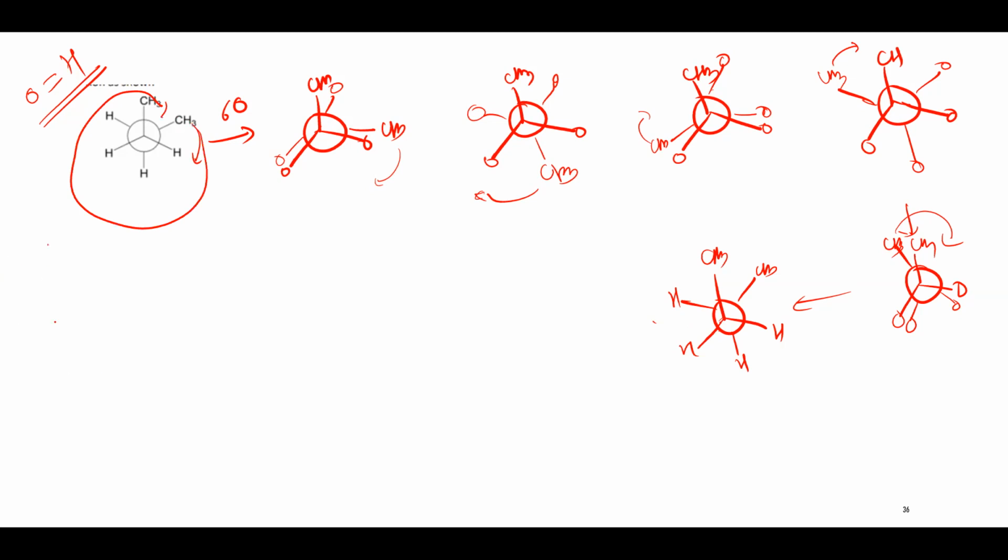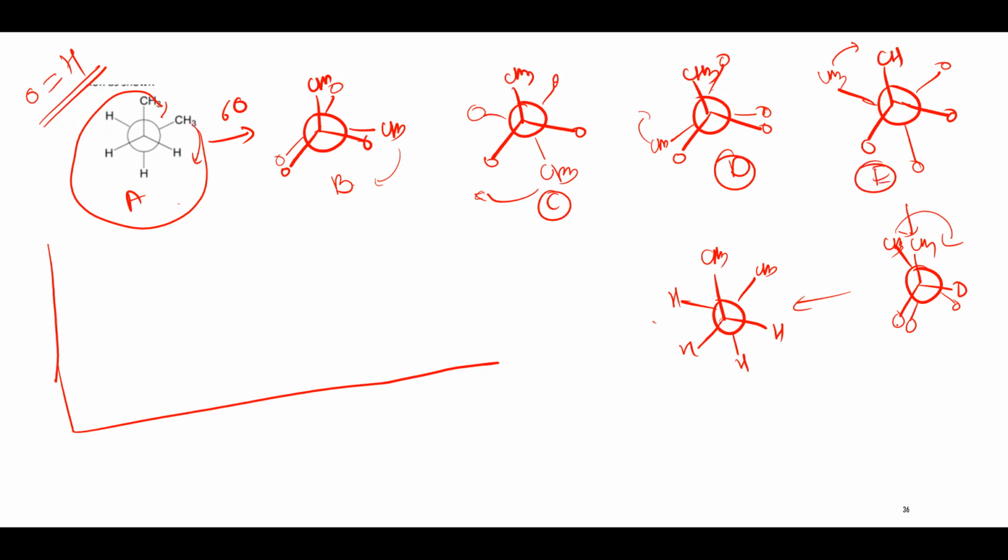And we need to draw the potential energy diagram. So these are the 1, 2, 3, 4, 5, 6, and the seventh one is the same as this one. So I will draw A, B, C, D, E, F, and again A. So obviously here A, B, C, D, E, F, and again A. So the A and A are similar.